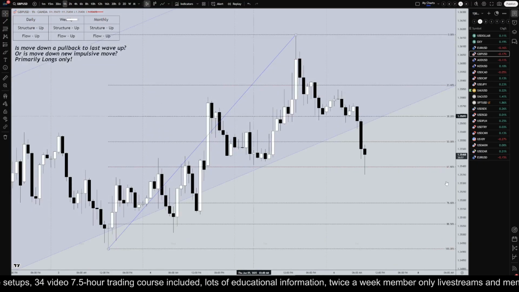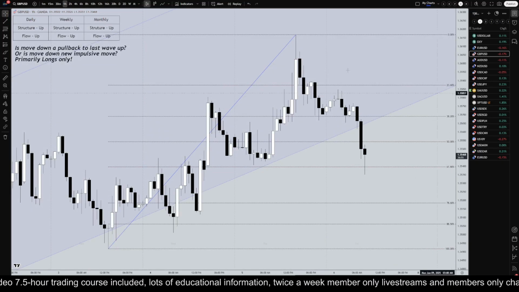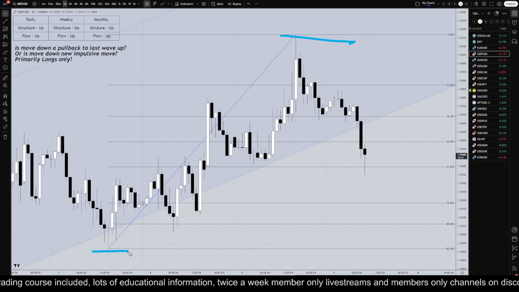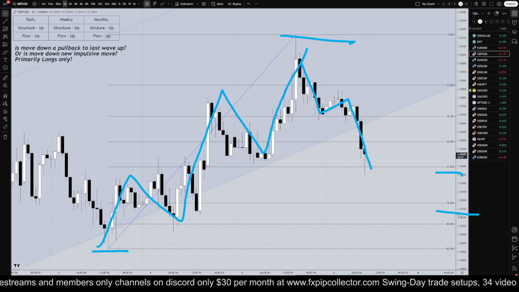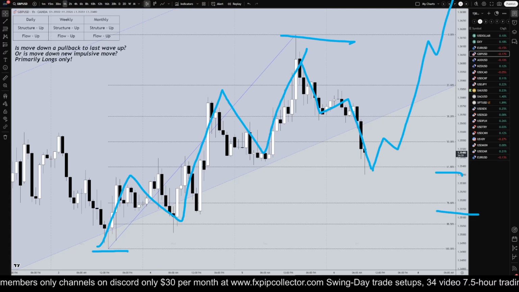So going down to the 1 hour time frame, I got my Fibonacci retracement on the whole last push up, which definitely does look like a 1, 2, 3, 4, 5 way pattern. So I would definitely be looking at this move down potentially as being just a pullback to the last 5 waves up. So if we get a nice Fibonacci bounce, then I definitely would take it as a long.